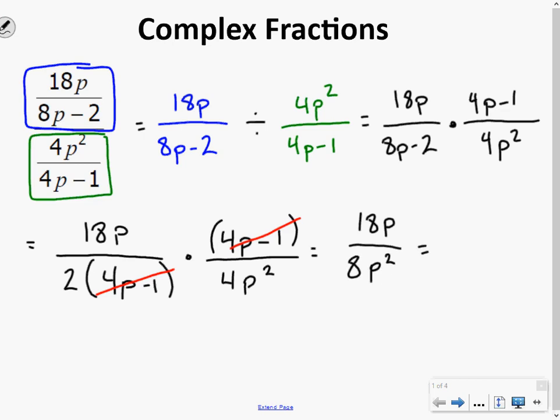We can reduce 18 over 8. If we divide both of those by 2, we end up with 9/4. And then p divided by p squared will leave us with a p in the denominator. So that is our simplified expression. Now this is a relatively easy one because the two expressions that we were dividing already were each a single rational expression.